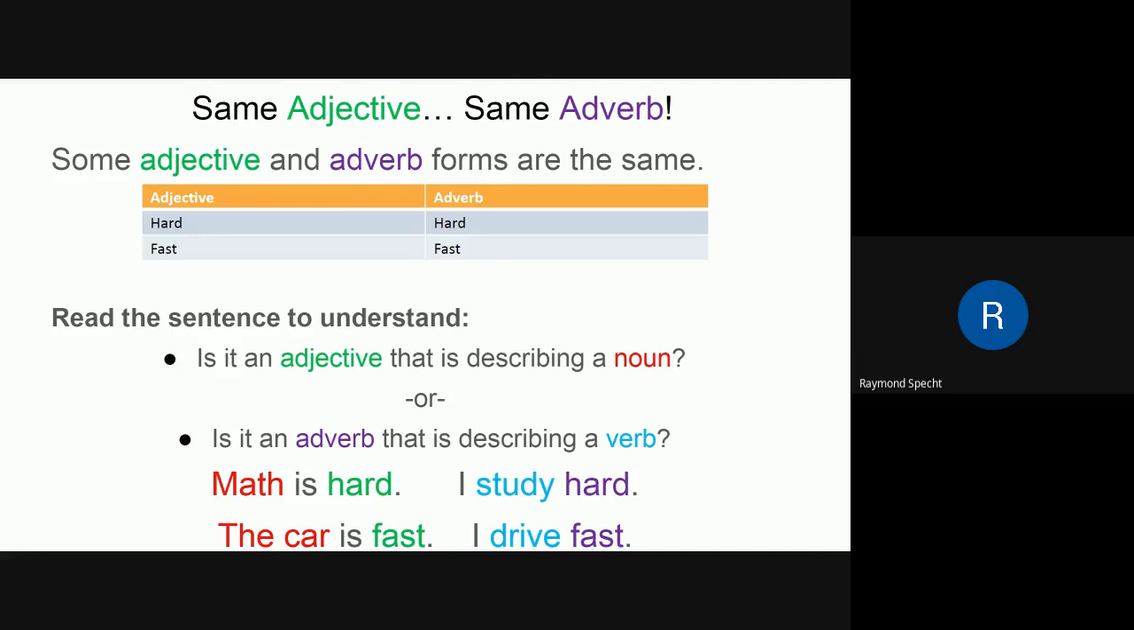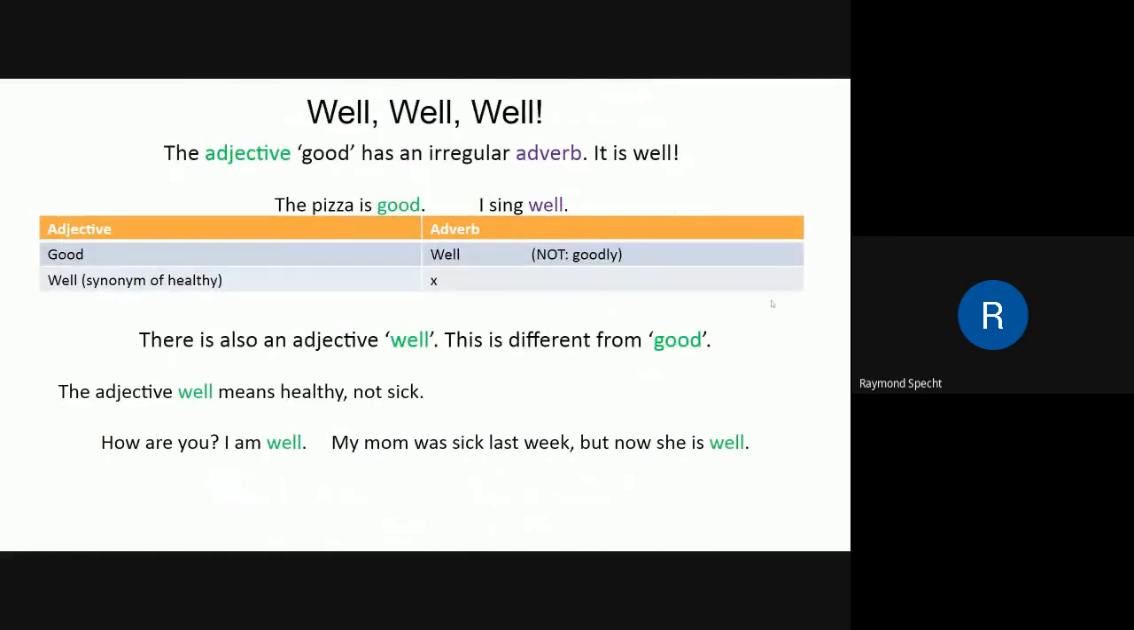The car is fast. The car we know is a thing, so it must be a noun. And it is describing that the car is fast. I drive fast. Here we're talking about how you do something, right? There's an action to it. So I drive fast. All right. Same thing. Take 1 minute, look over this slide, and then we'll talk about it together.